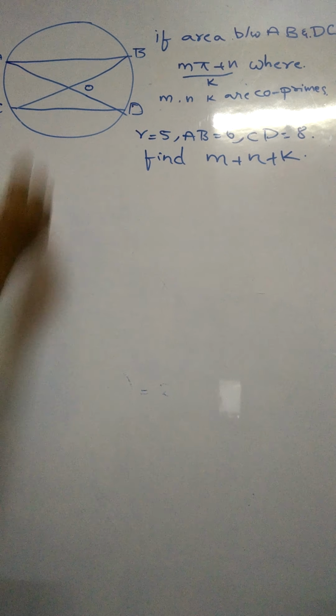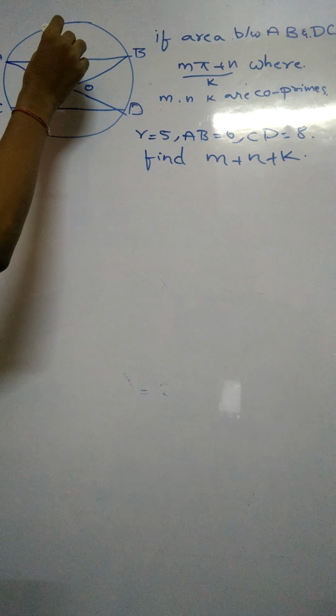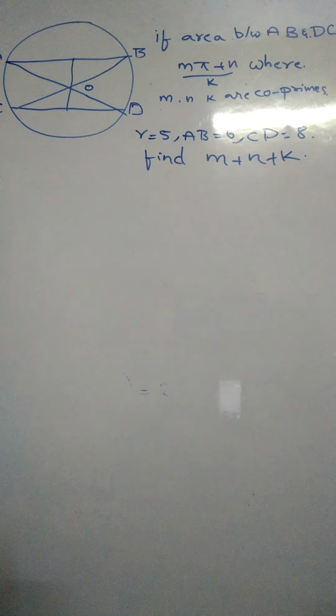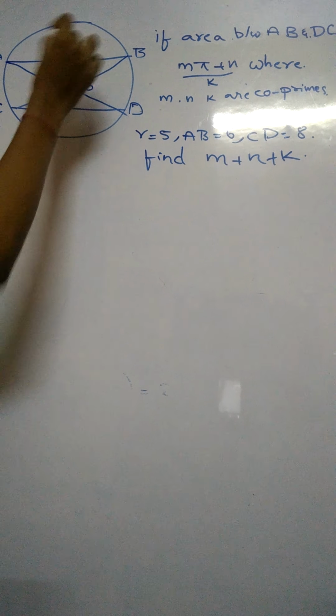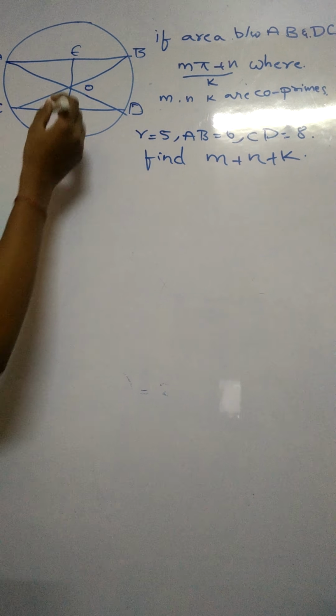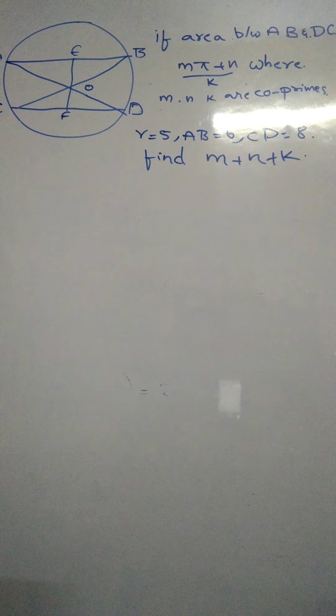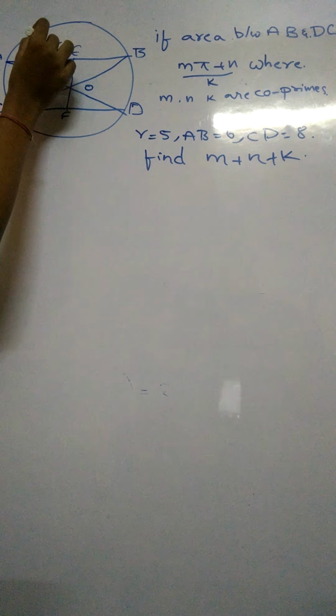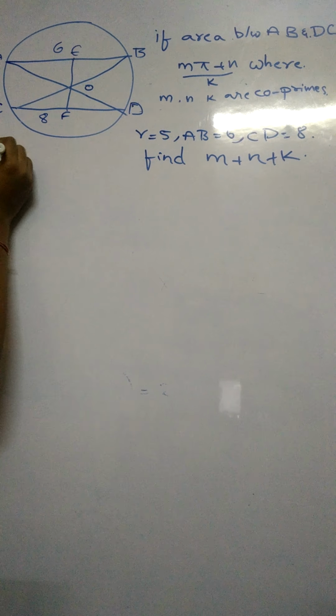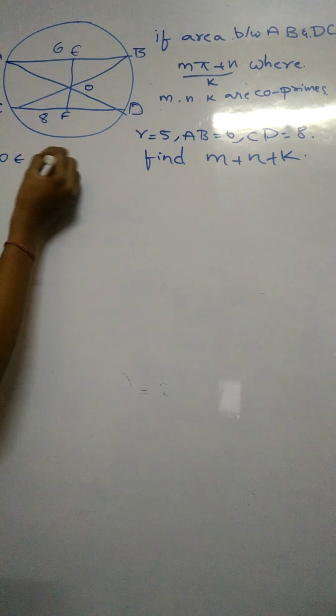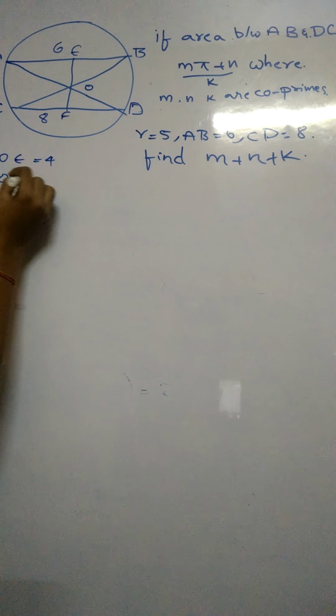See, we will draw a line passing through both. We will name this as E. We will name this as F. And length of AB is 6. Length of CD is 8. Then length of OE will become 4. Length of OF will become 3.